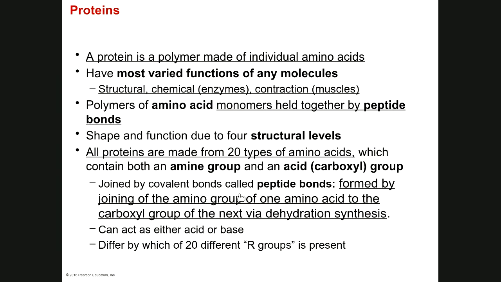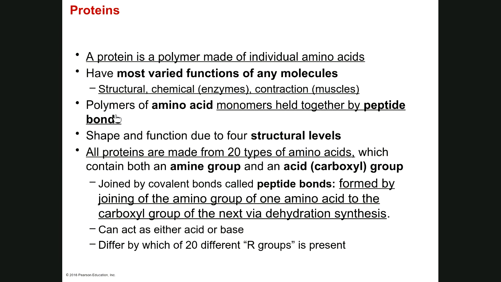So let's move on to proteins. Protein is a polymer made of individual subunits called amino acids. So amino acids are going to come together and build these larger proteins. Proteins are very important in physiology because they have the most varied functions of any other molecules, and we'll be mentioning many different types of proteins throughout the course. Proteins can have many different roles. They can play structural roles, chemical roles. For example, enzymes are classified as proteins, and enzymes are going to, as you might recall, speed up the rate of chemical reactions. Contraction, there are all kinds of proteins that are required for muscle contraction.